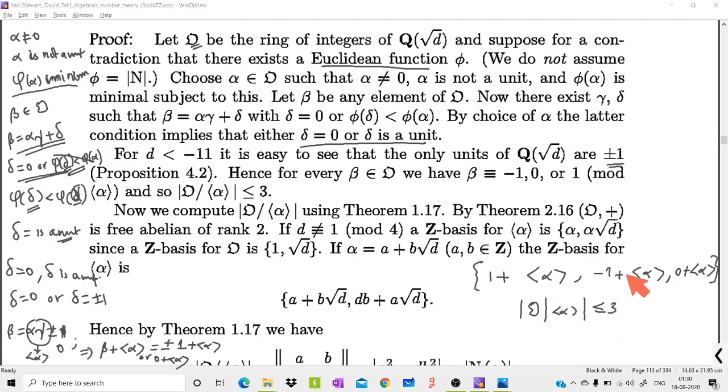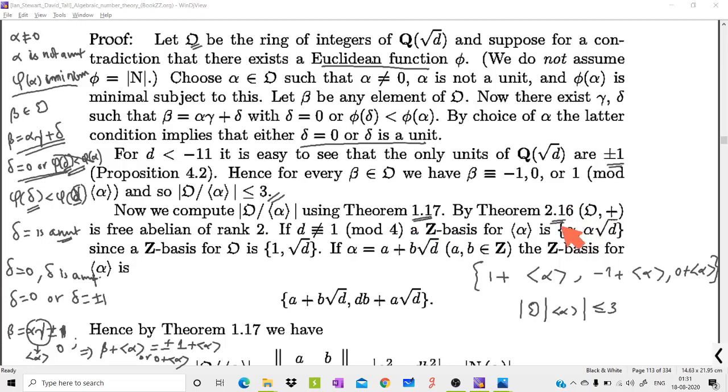Okay, at the most 3 elements, so we can write it as the cardinality is always less than or equal to 3. That is obtained here. Now we need to get two references. One is theorem 1.17 and one is theorem 2.16.